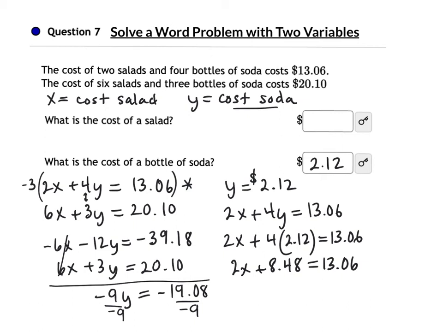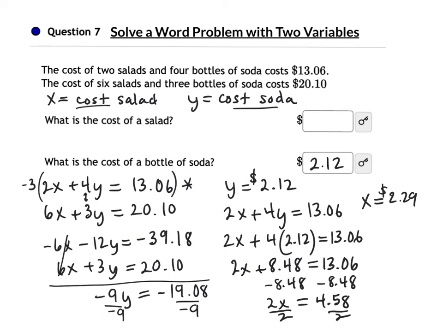13.06 minus 8.48. We're taking 8.48 from each side. And 2x will equal 4.58. Now I can divide by 2 and get x by itself. And I get $2.29. So the cost of a salad, that's x, is $2.29.